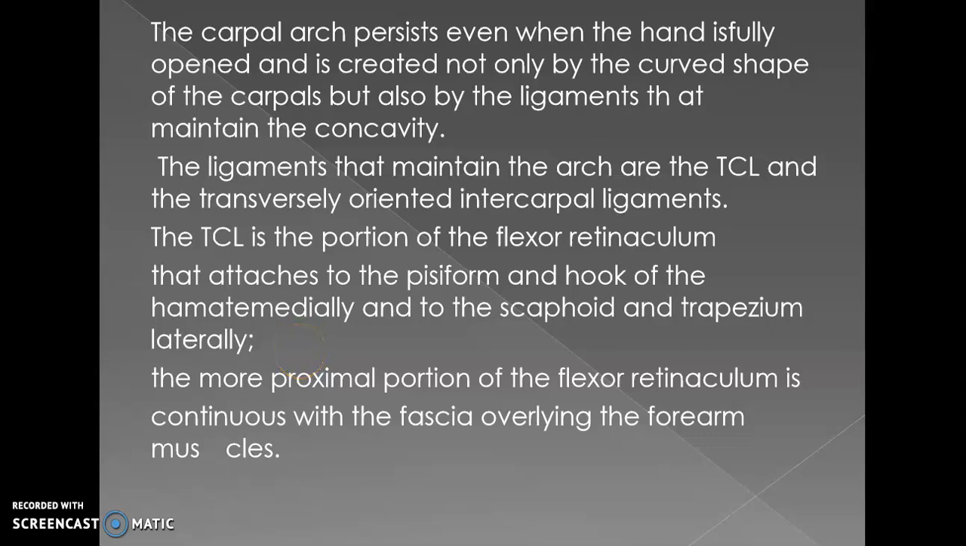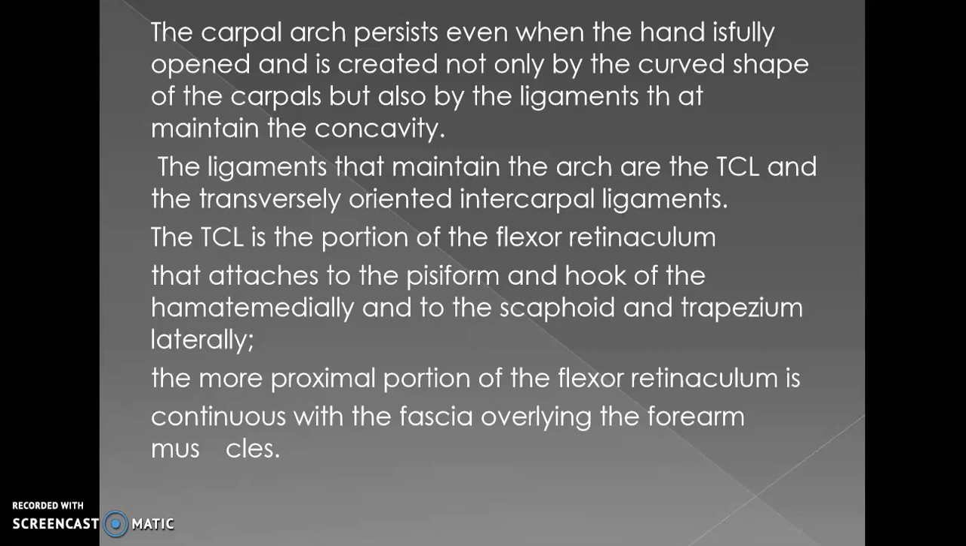Dear students, we are in the 13th part of the chapter wrist and hand complex containing the CMC joint, that is the carpometacarpal joint. So you understood about the concavity which is formed by the distal carpal bones, and how the deep transverse carpal ligaments, the longitudinal ligaments and the intercarpal ligaments give stability. The ligaments that maintain the arch are the transverse carpal ligament and the transversely oriented intercarpal ligaments.